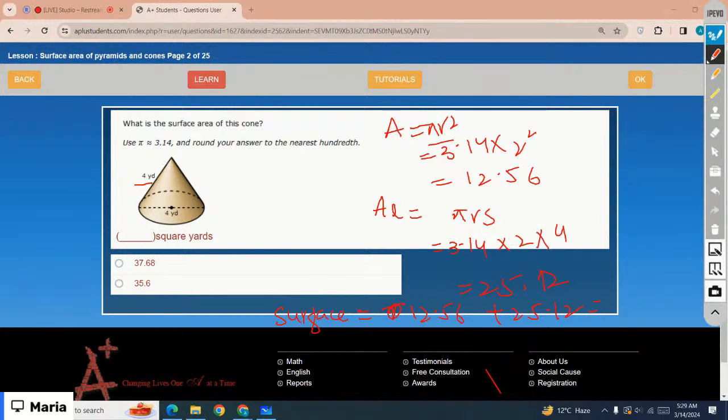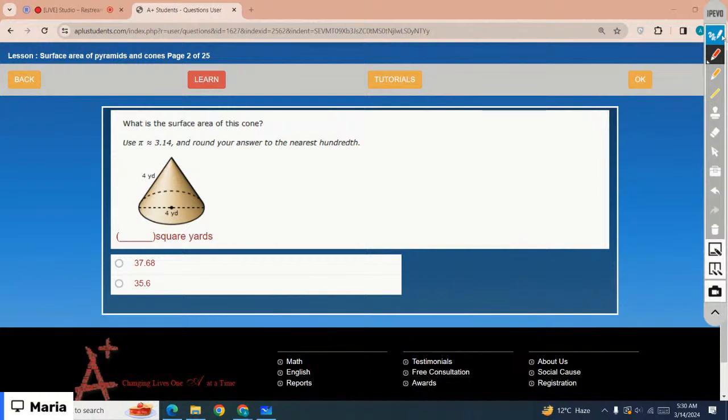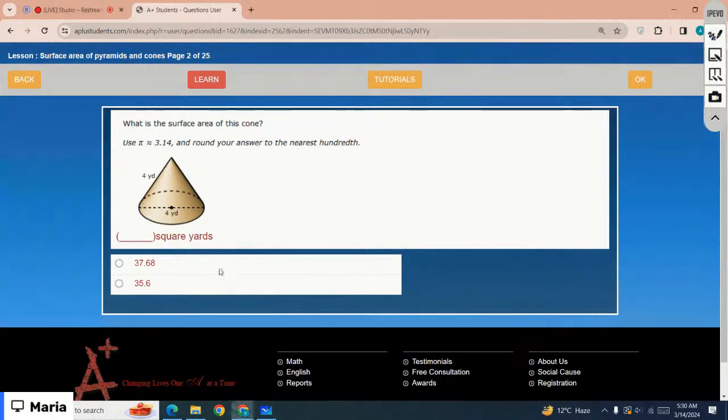Whenever you have to calculate the surface area of the cone, you have to calculate the area of the circular face by using the formula pi r square. Then you have to calculate the area of the lateral face, that means the triangular face, that is pi r s. So you just have to add both the areas to calculate the surface area. Got it? So the correct option is 37.68.